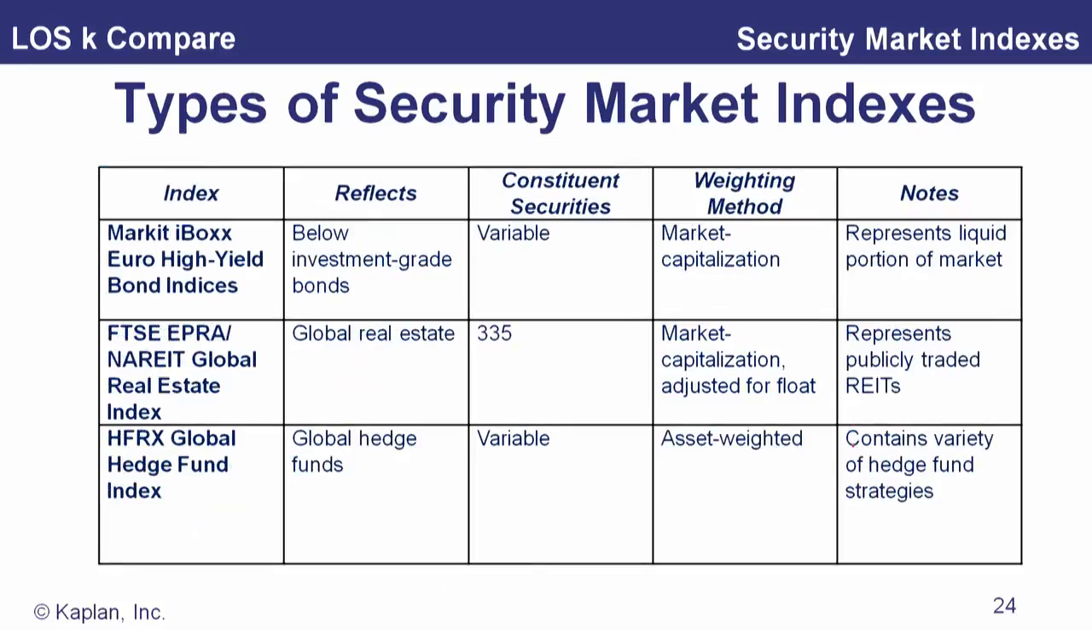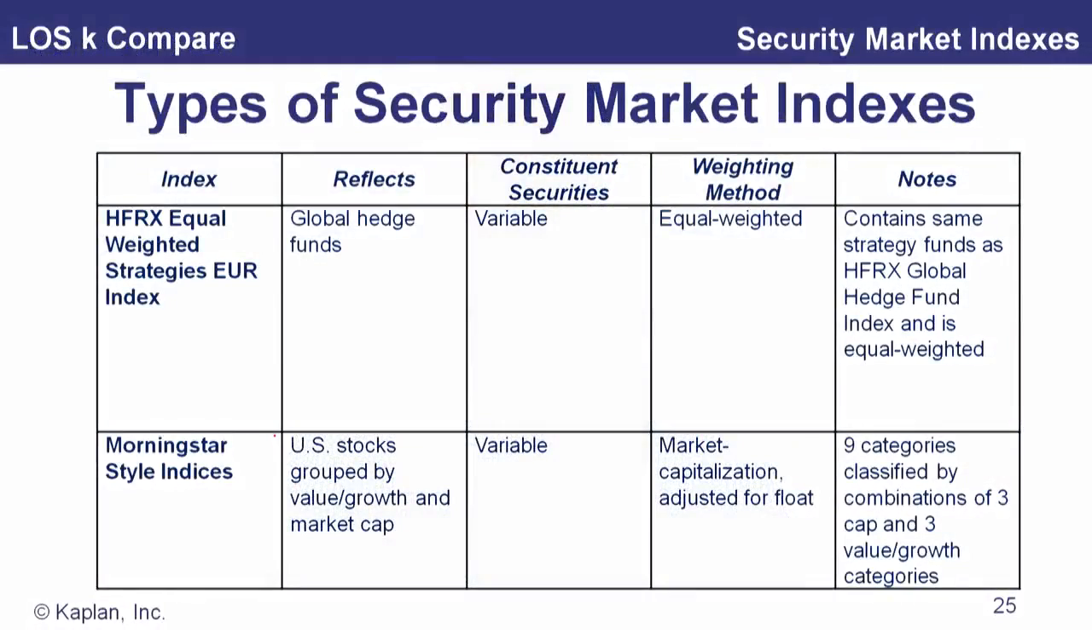And some last ones here for you to look at. High Yield Bond Index here. See, High Yield Bond Index, National Association of REITs, Global Real Estate Index, and the Global Hedge Fund Index. And so just some examples of various types of indexes. So that about does it for security market indexes.